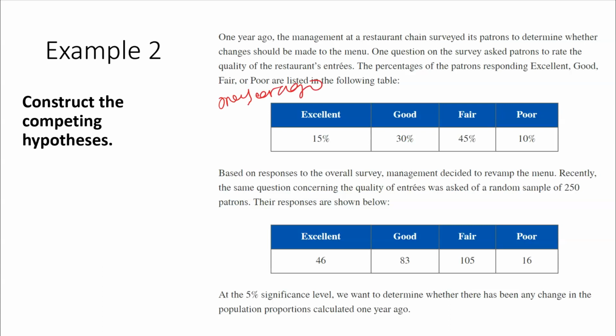Okay. Now, based on those responses, they made changes. So this is recently, this is what they found recently. At the 5% significance level, we want to determine whether there's change. So we're not there yet, but we are going to do that at some point. So what's going on here?